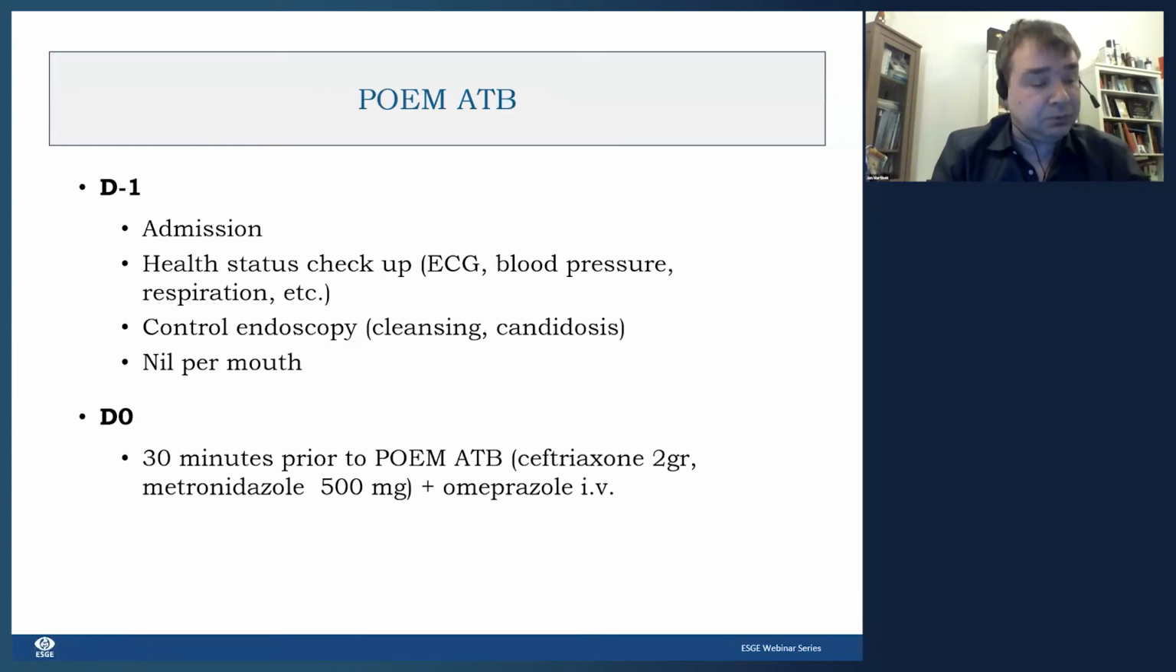Now I will go through the POEM procedure to show you some technical aspects and pre- and post-op management of this patient. The patient came to the hospital the day before the procedure, and we always check the health status by performing ECG, measuring blood pressure, checking all the values. It's really important because POEM, even though endoscopic, is a surgical procedure under general anesthesia, and we must be sure that our patients are fit enough to undergo this procedure.